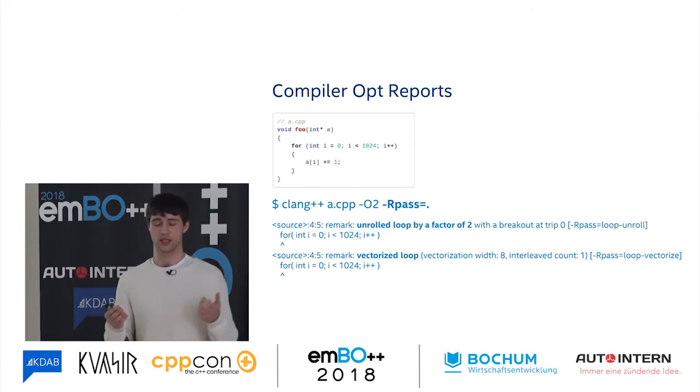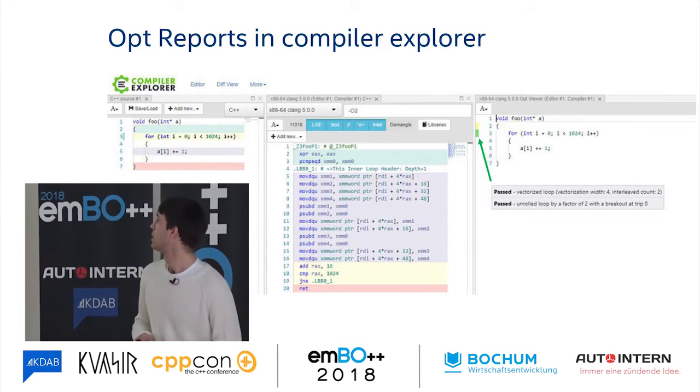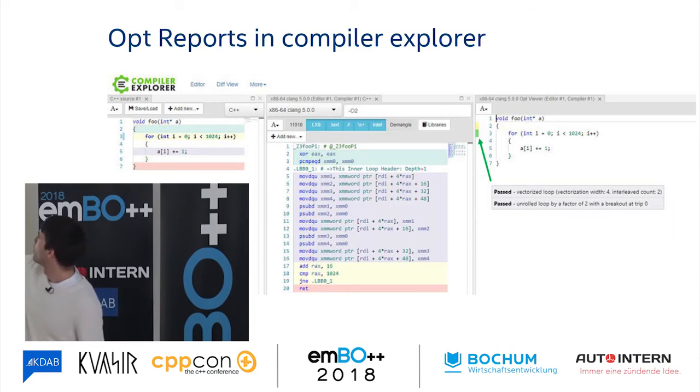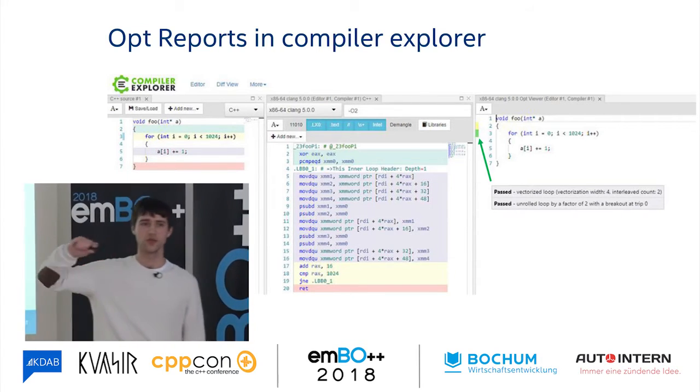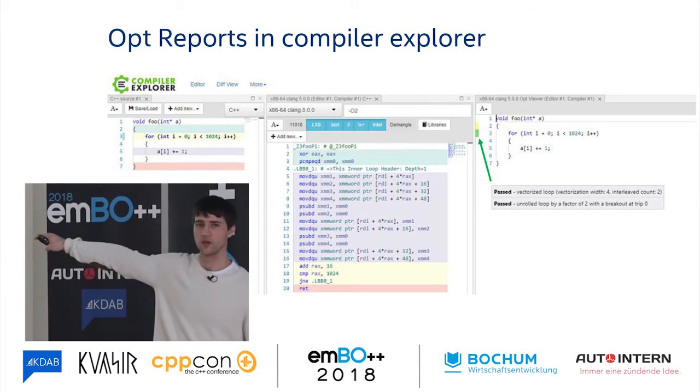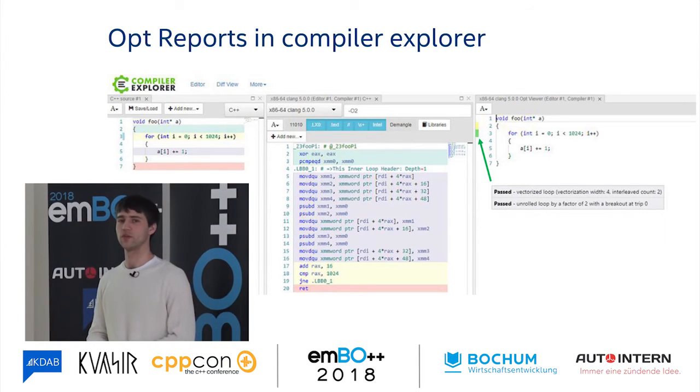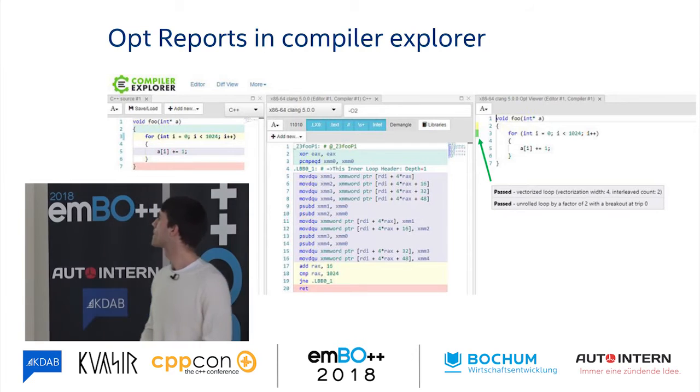The great news is that now the same functionality is also integrated into Compiler Explorer. So you can just hover your mouse over this green bar, and you will see basically the same output as before, but in a more human readable form.